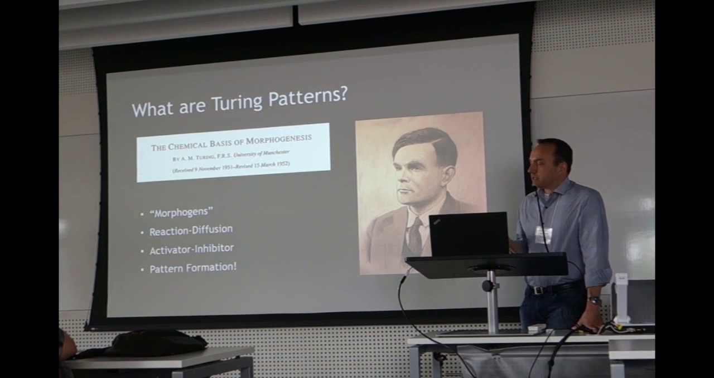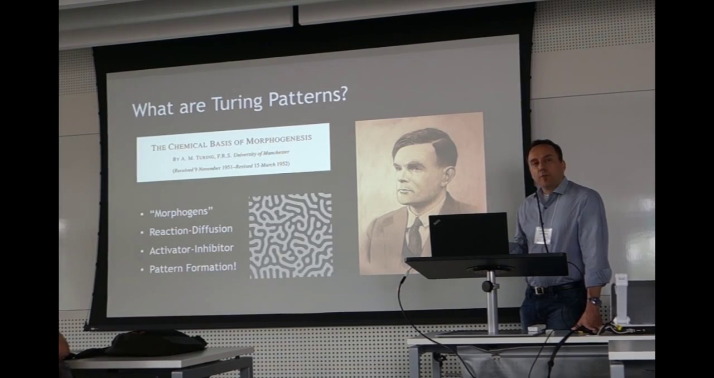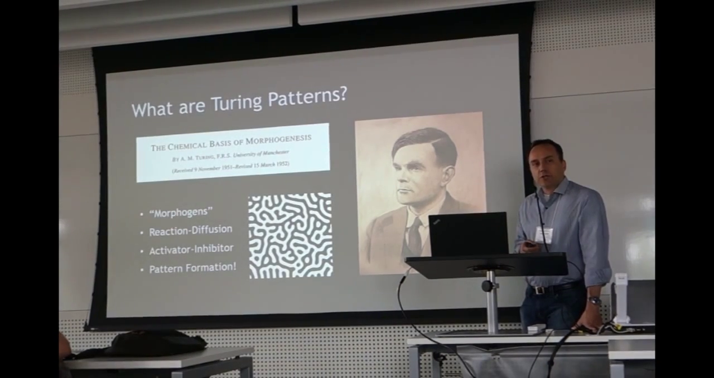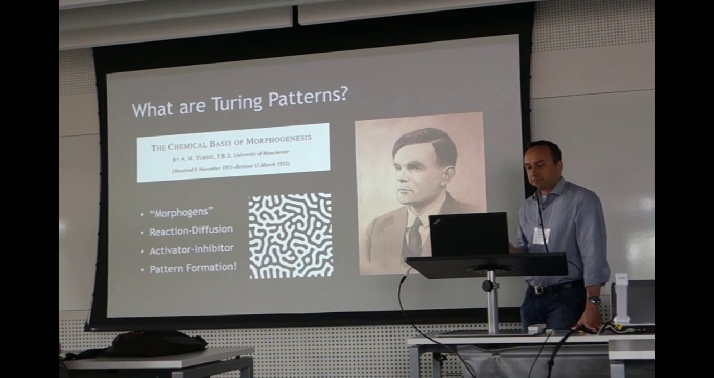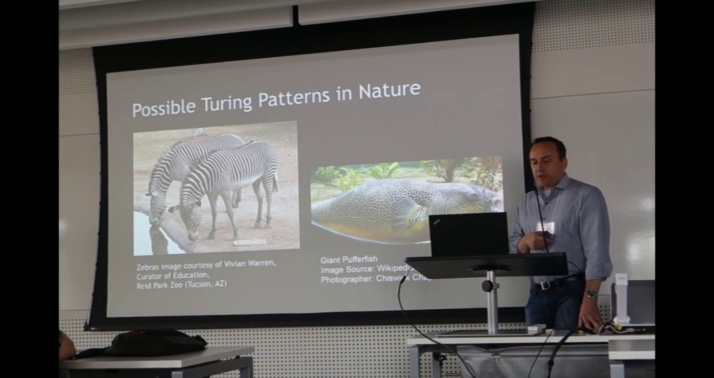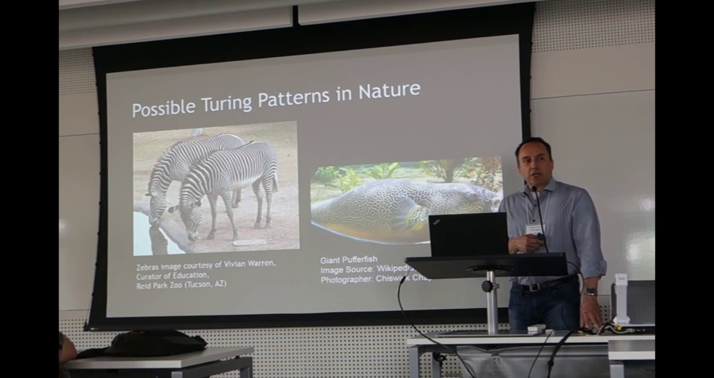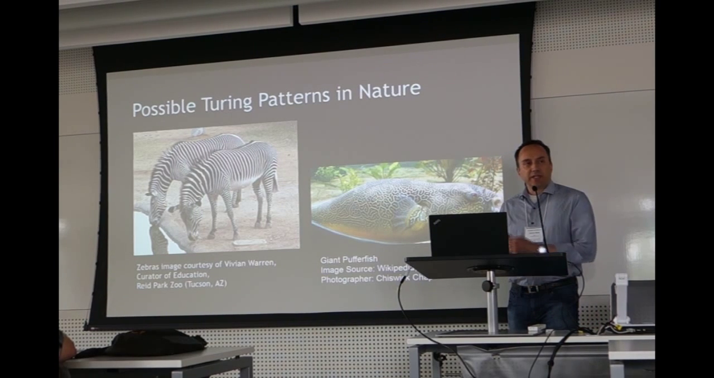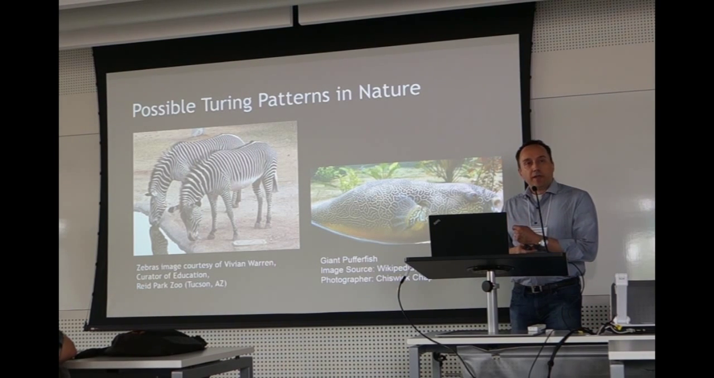And if you have certain conditions of activation and inhibition, then you could form patterns like these, which are called Turing patterns. It has been theorized by Turing and many others that this type of process could be responsible for a lot of the shape generation in nature, especially pattern formation, like the stripes on the zebra, or these great patterns on the giant pufferfish, even possibly limb formation in embryo.